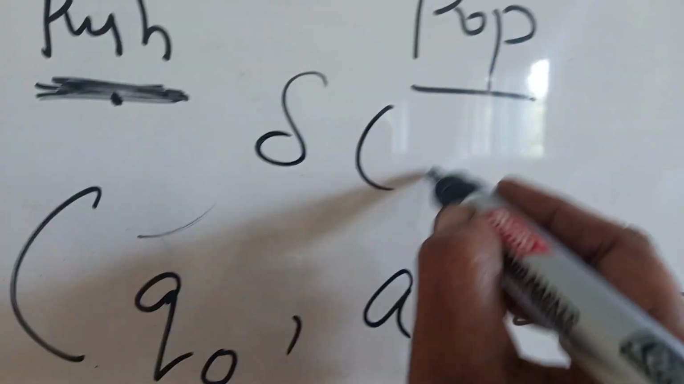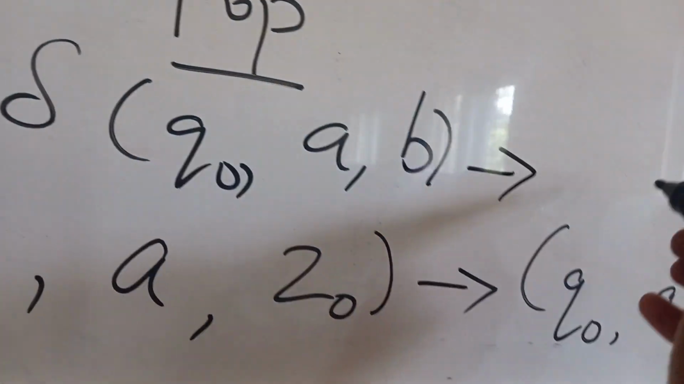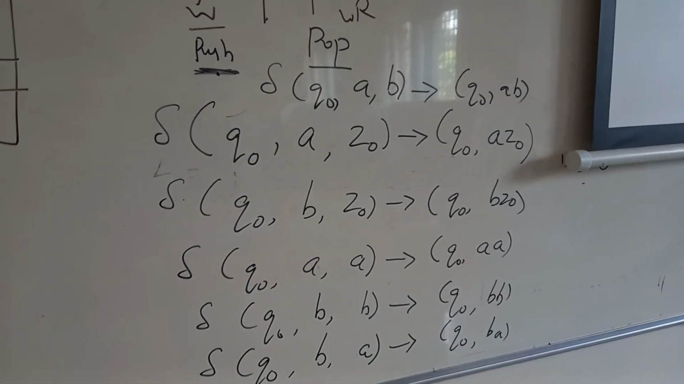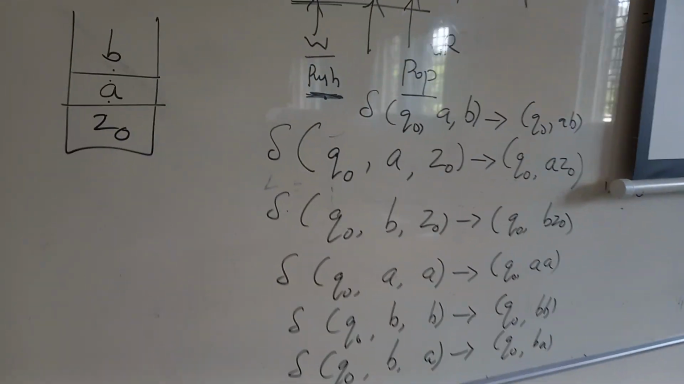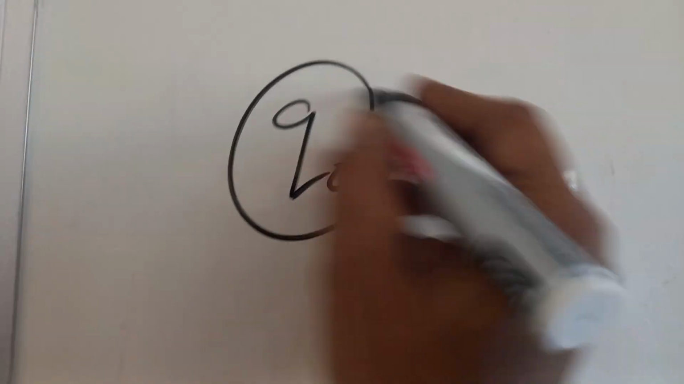And if the input symbol is A, top of the stack is B, for this also we need to push that into the top of the stack. Meanwhile, let me write the pushdown automata for the problem using these transitions. The initial state is Q naught.